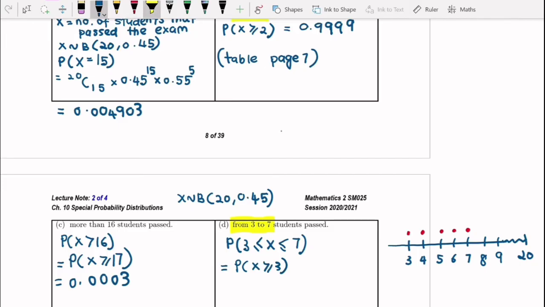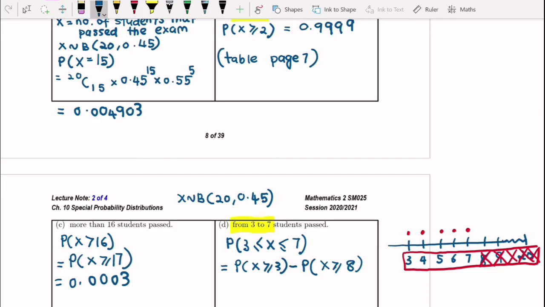If you want x greater equals to 3, this one is 3 until 20, then we minus what we don't want. What we don't want is from 8 onwards. So we don't want 8, 9, 10 up until 20. So x greater equals to 8. So probability x between 3 and 7 inclusive, or from 3 to 7, is equal to probability x greater equals to 3 minus probability x greater equals to 8.